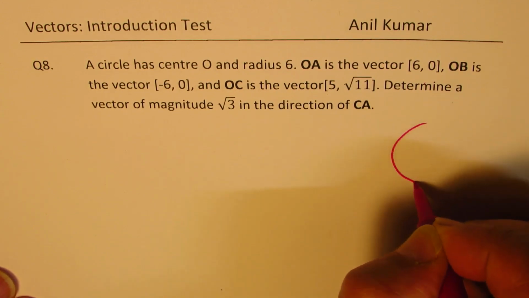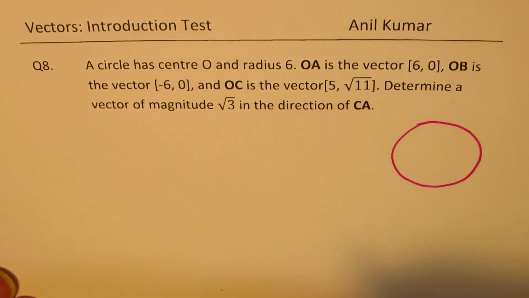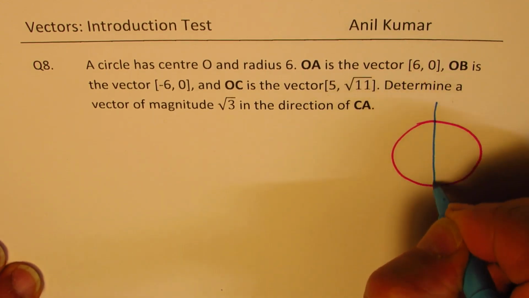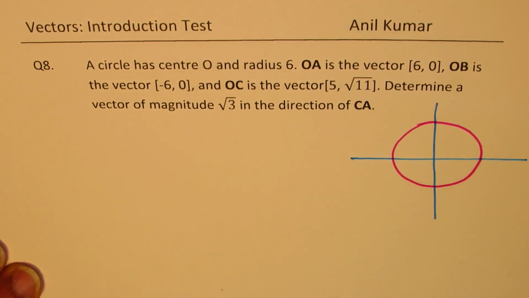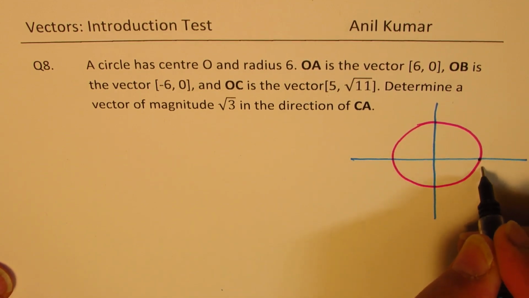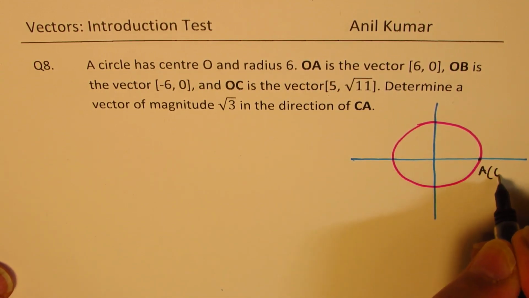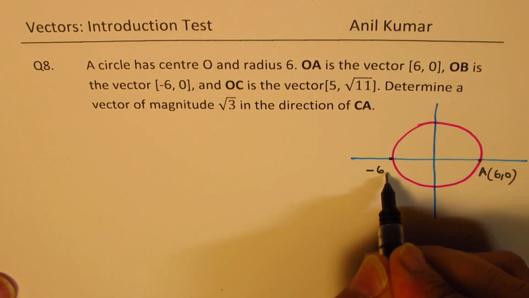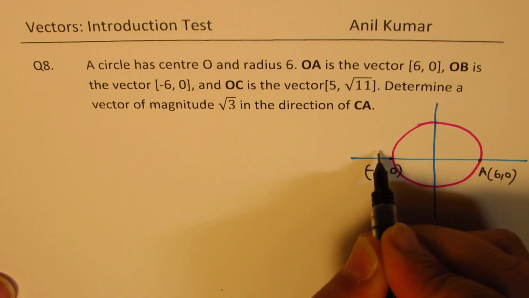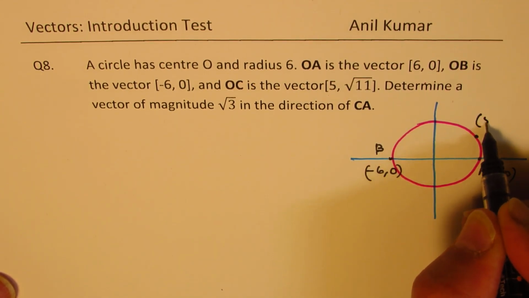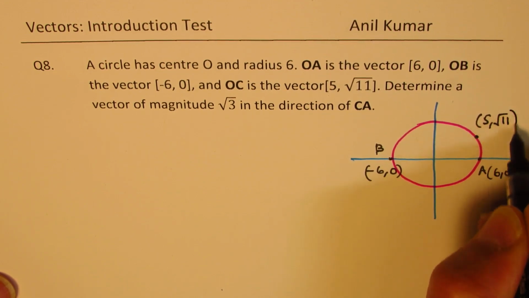So let's make this circle here. This circle is of radius 6 units. We are given 2 points which are basically the x-intercepts. One of them is A, 6, 0. 6, 0 means this point. Let's say this is A, which is 6, 0. Then we are given B, which is minus 6, 0. That is B. We are given C, which is somewhere here, 5, square root of 11.